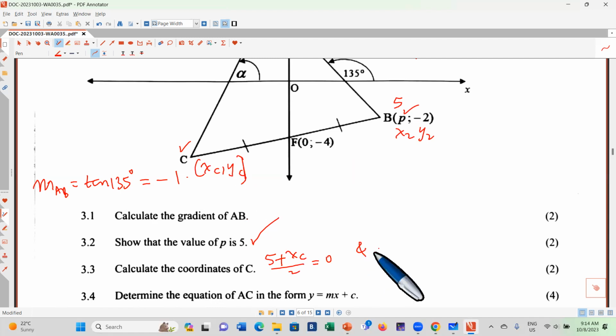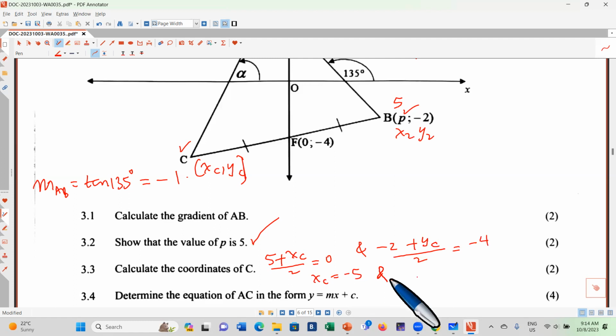So we take the y value -2, we add the y value, yc, we divide by 2, it must give us the y value of the midpoint, which is -4. Right, we cross multiply 2 by 0, and 2 by 0 is 0, and we transpose the 5 to the other side, it makes it negative.